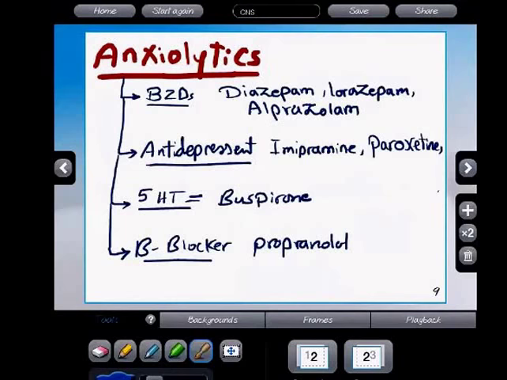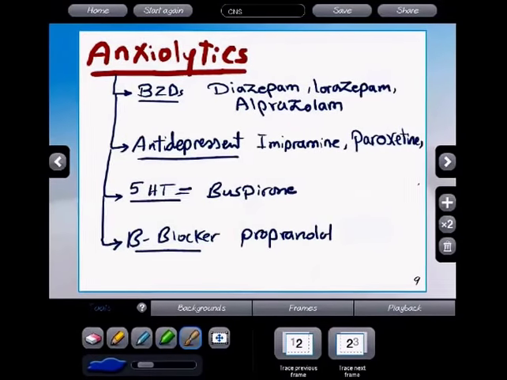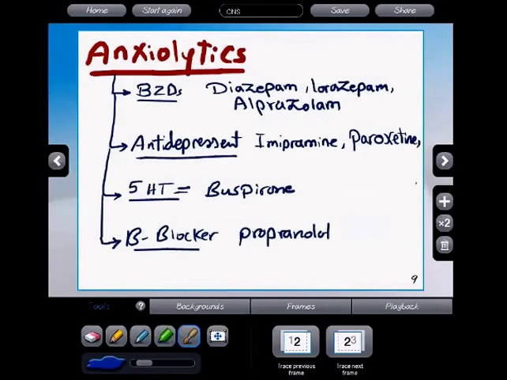The second disease is anxiety. When someone has anxiety, we should give anxiolytic drugs.